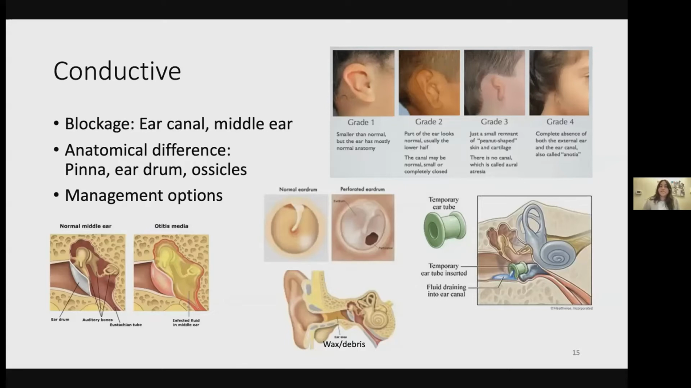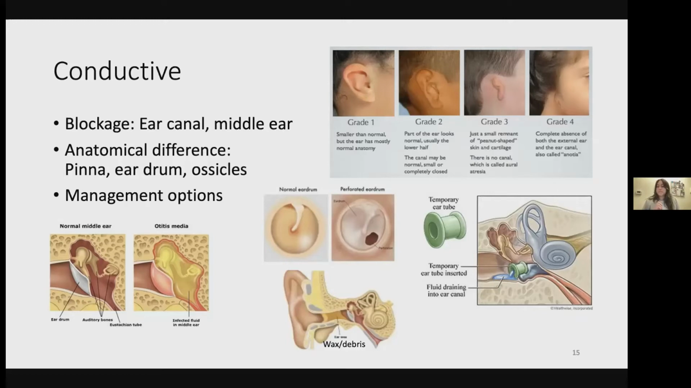A conductive difference can also occur when there's a hole in the eardrum. Holes can happen due to spontaneous bursts, due to infection, impact, barrel trauma, when you're going up and down in an airplane with a change in pressure, or temporary ear tubes, excuse me, that are sometimes put in to help drain that chronic middle ear fluid.